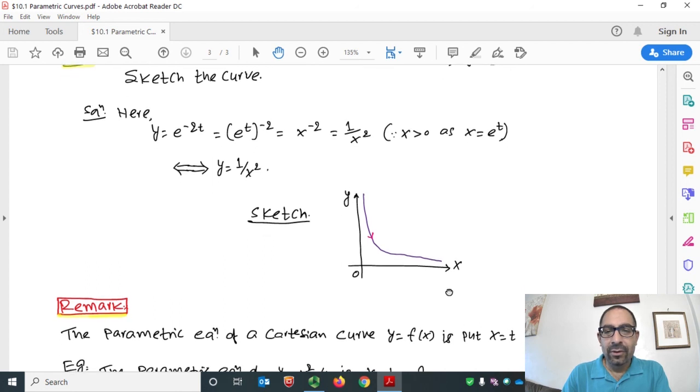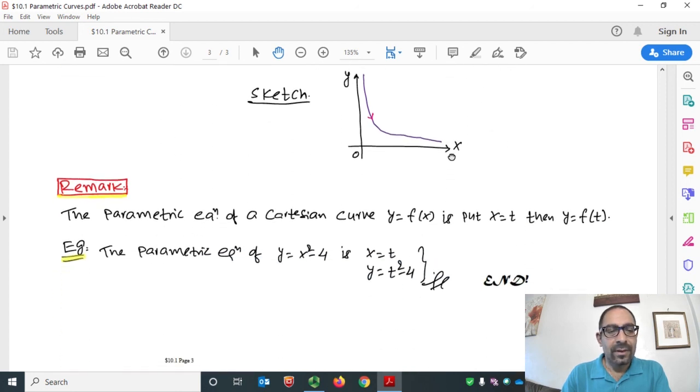Awesome. Now, a quick remark. The parametric equations of a Cartesian curve y equals a function of x: put x equals t and then find y equals f(t). For example, the parametric equations of y equals x squared minus 4: x equals t, then y equals t squared minus 4. So these two give us the parametric equations of this given Cartesian equation. Awesome. So we finished section 10.1. Thank you.